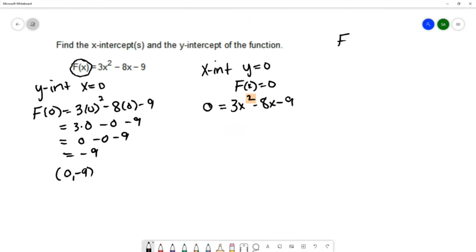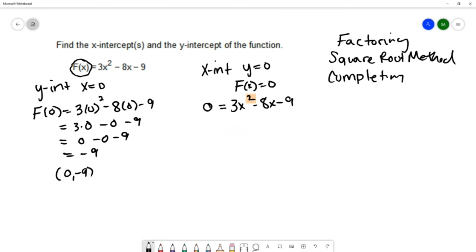We could solve this by factoring. We can solve it by the square root method. We could solve it with completing the square. Or we could solve it with the quadratic formula. So the four methods work in different ways. Some of them you can use all the time. Completing the square can be used on any quadratic. The quadratic formula can be used on any quadratic equation. So those are ones that you could use anytime.